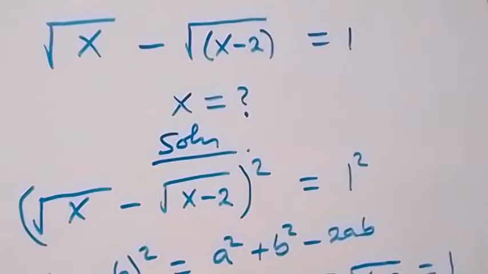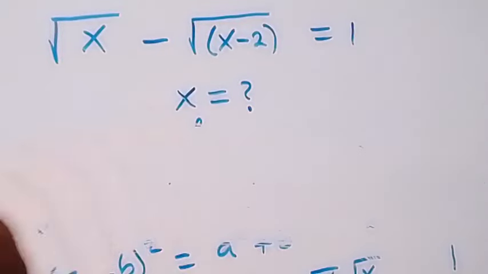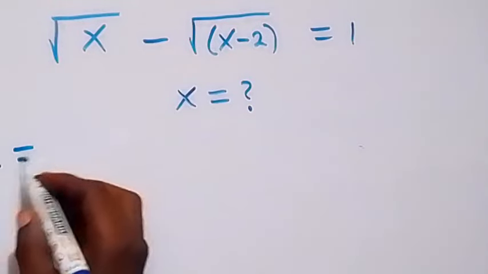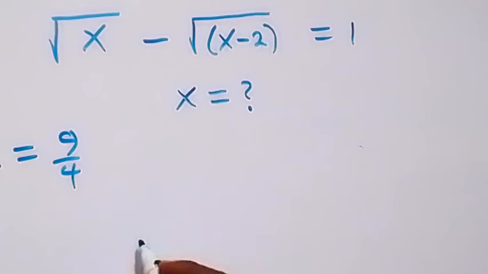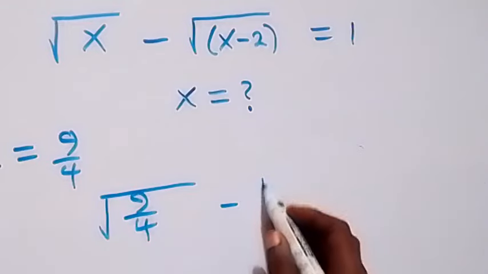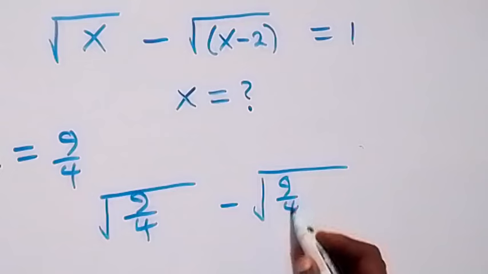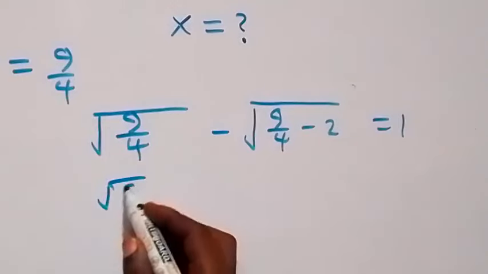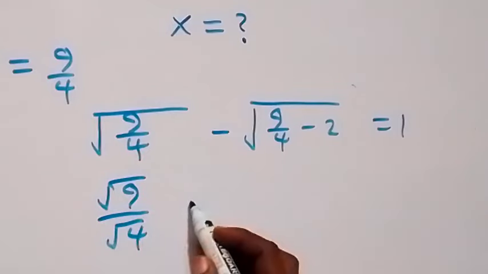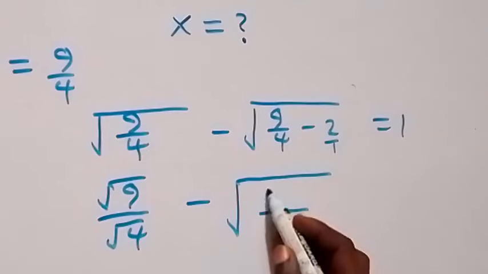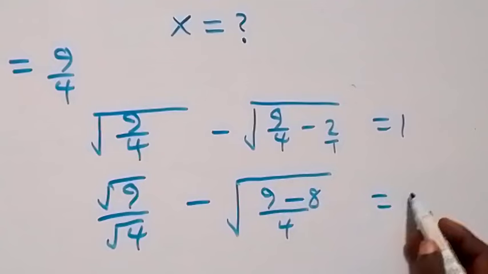Let's check if this satisfies the given problem. From what we have here, root x minus root x minus 2 equals 1. Now that we got x equals to 9 over 4, let's substitute the value we got, x equals to 9 over 4 here. So this becomes root 9 over 4 minus root 9 over 4 minus 2. Will this be equals to 1? Then from here, we can separate this as root 9 over root 4. Then minus here, square root of, you can bring this together, LCM here is 4, and this will be 9 minus 8, is it equals to 1?